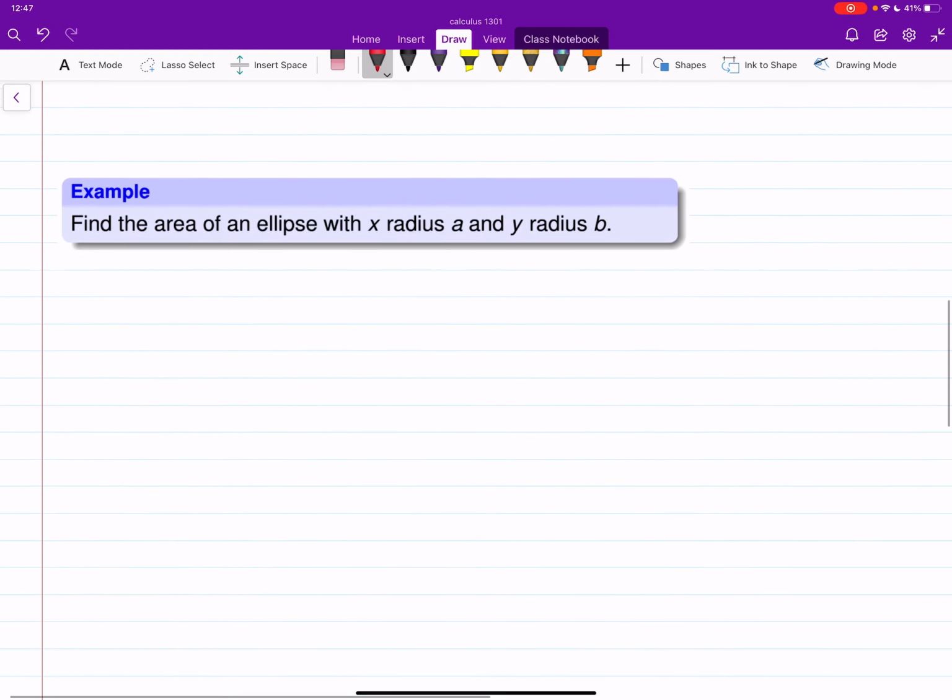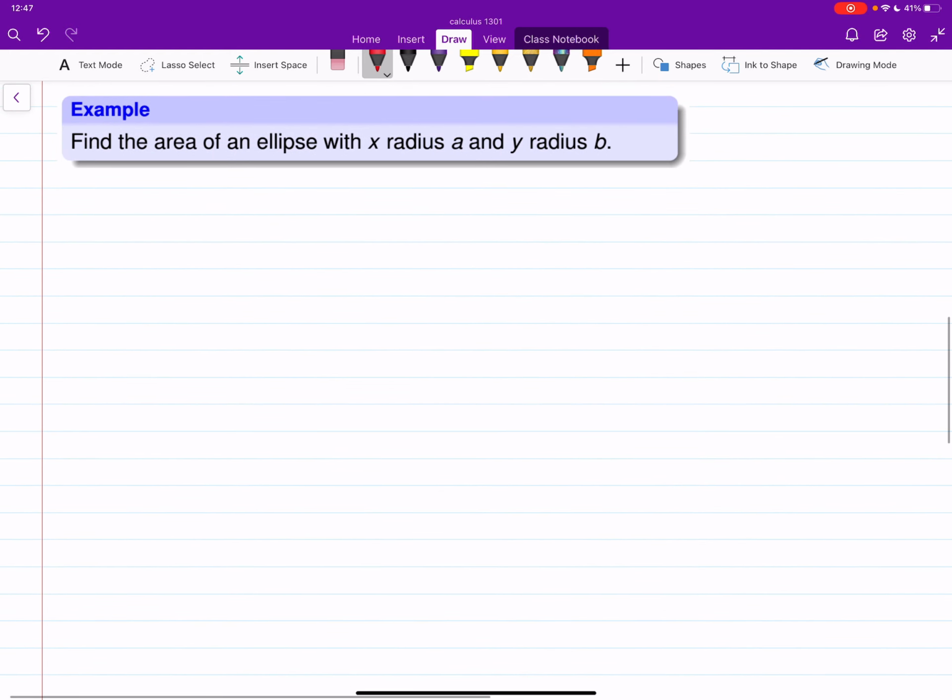Let's do some examples. Find the area of an ellipse of x radius a and y radius b. Okay, so I need a parametrization for the ellipse.